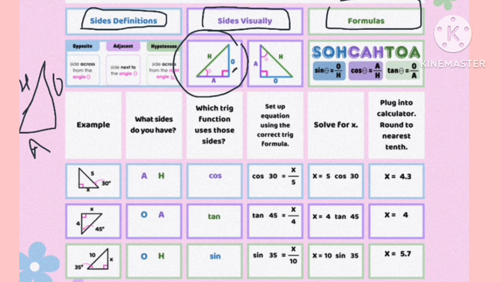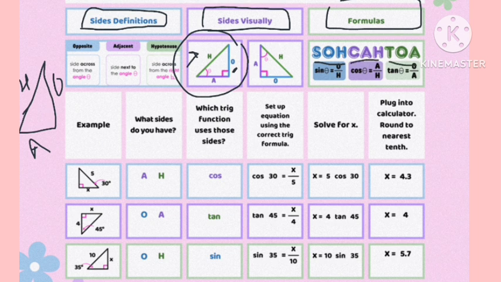O means the opposite side, across from the angle theta. A means the adjacent side, next to the angle theta. And H is known as the hypotenuse, the side across from the right angle.